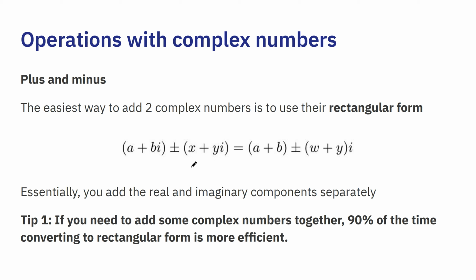To add two complex numbers, both in their rectangular form, we simply add up the real and imaginary components separately. So the real component of a plus bi is a, and here is x. Sorry, there's a typo. So we add up the two real parts and we get a plus x. And we add up the imaginary parts, we get b plus y times i. So this is how we add two complex numbers to get a new complex number. Subtraction is the exact same thing.